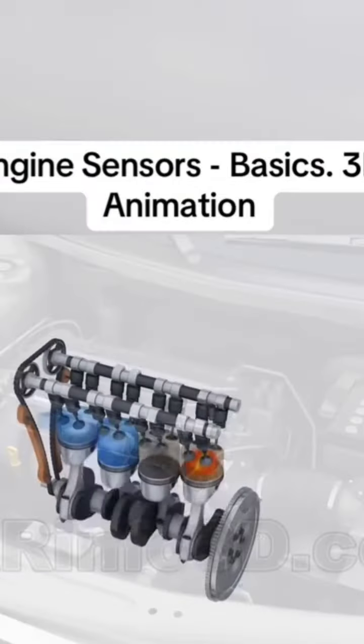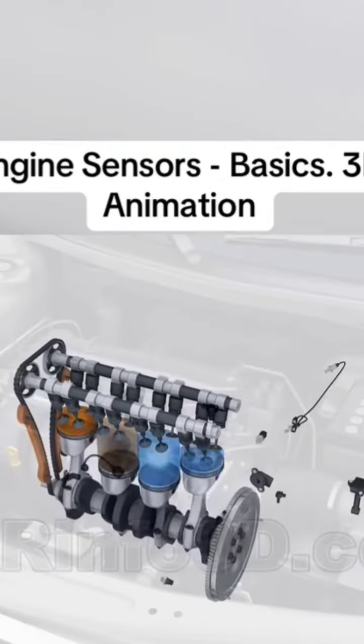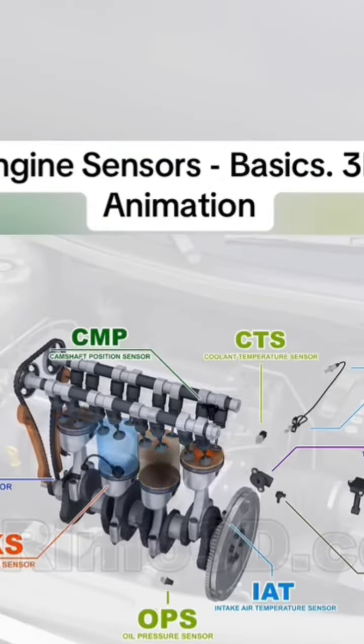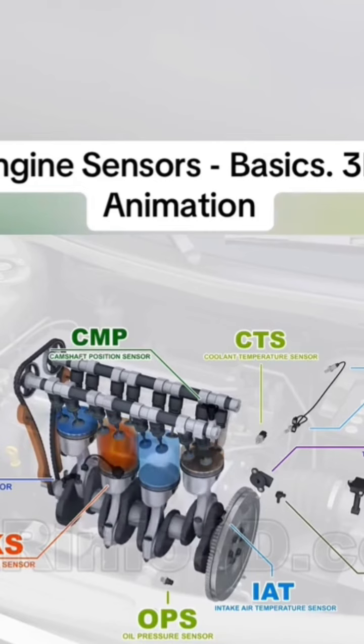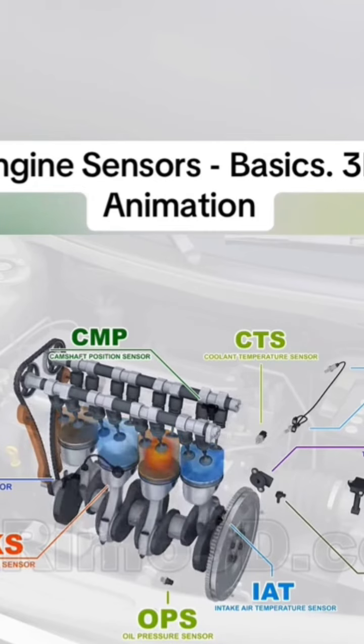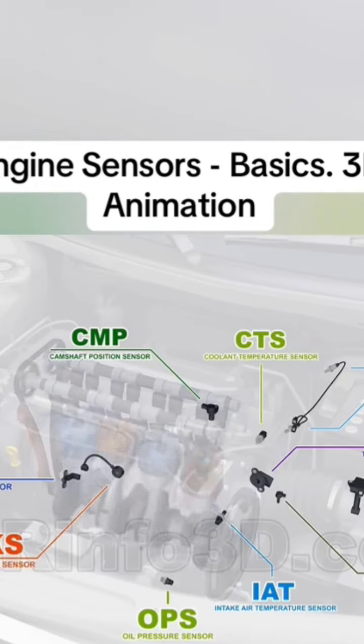Efficient and sustainable engine running. Sensors in different cars may have somewhat varied names and numbers, but the overall operation stays the same. We'll take a look at the most common set of sensors used in gasoline injection engines.